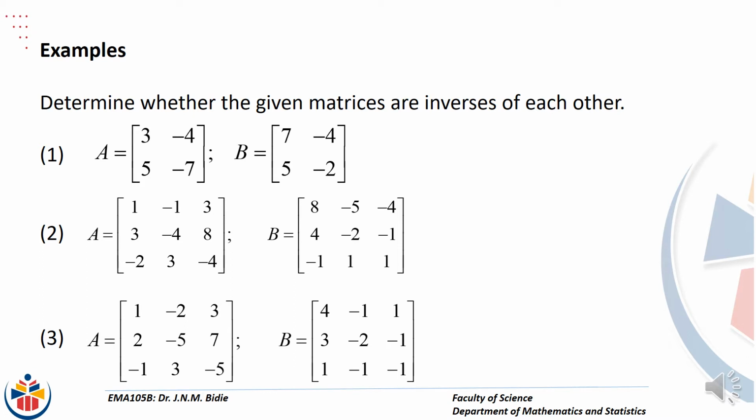Here are some examples. Determine whether the given matrices are inverses of each other. So what you need to do, multiply A, B, get an answer, and then multiply B times A, get an answer, and check whether those two answers give us an identity matrix.